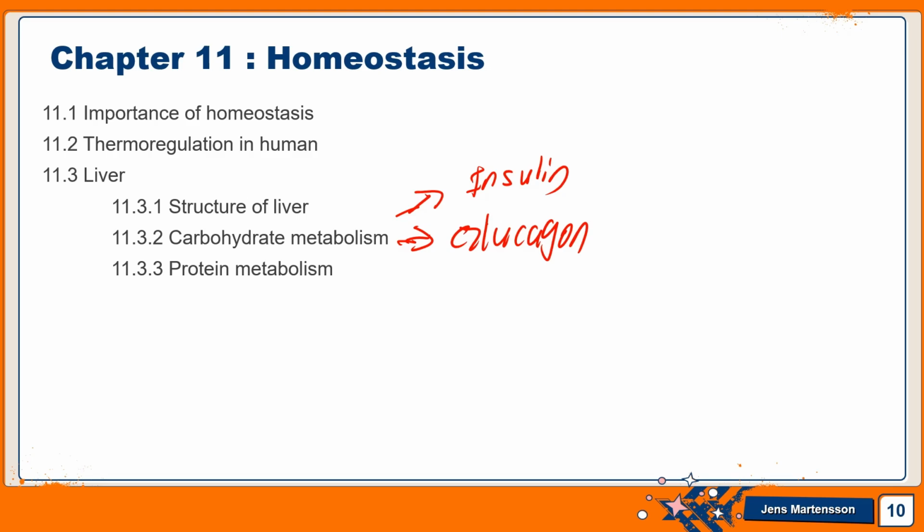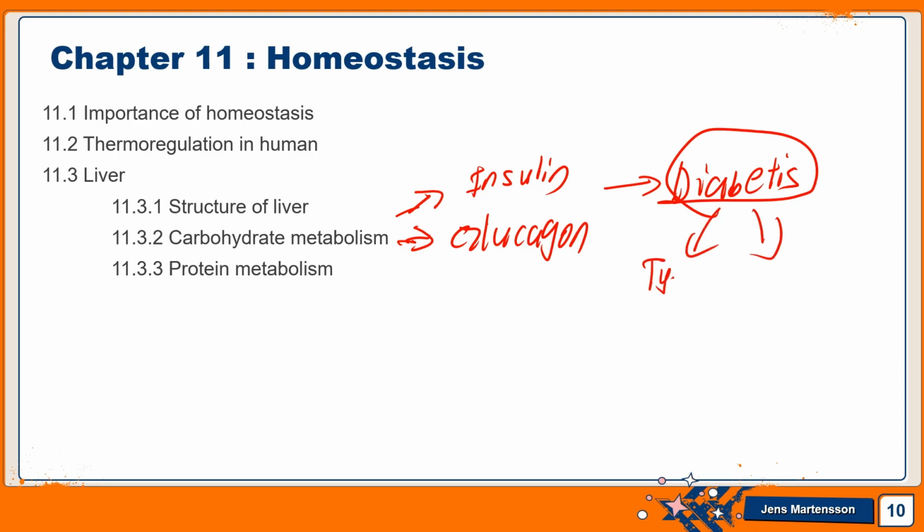Okay, and another subtopic is about diabetes. You just want to know about the types of diabetes. We separate it into type 1 and type 2. You just need to know the overview only. You don't need to know too much detail. You just want to know what is type 1 and what is type 2 diabetes. Just like that. Okay. So this is about carbohydrate metabolism. Then another function is about protein metabolism.